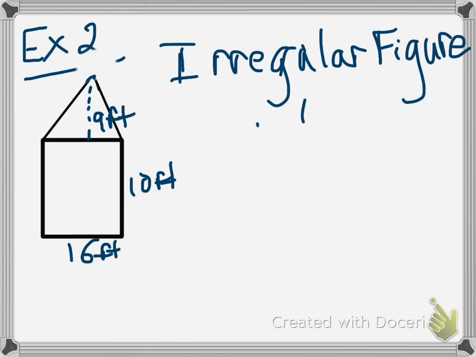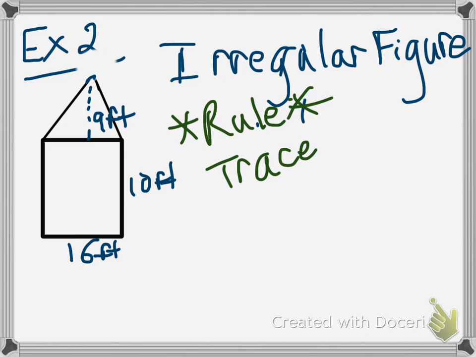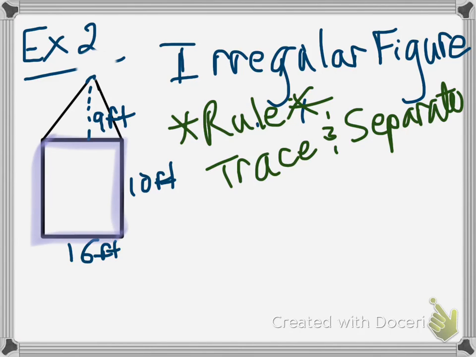Alright, so how are we going to go about finding this? The rule for this type of problem when you have an irregular shape, and this is important, the rule is trace and separate. Okay, so that means I'm going to say, well, I know what the area formula for a rectangle is, right? So I'm going to separate this shape. So I have 10 by 16. So I can find the area of that shape.